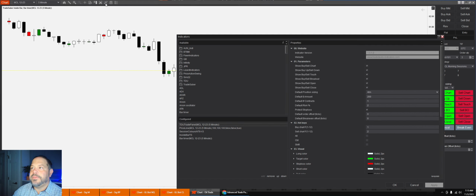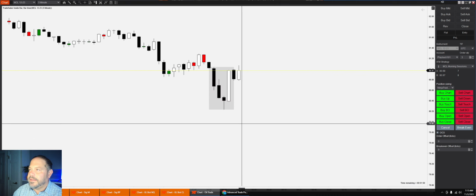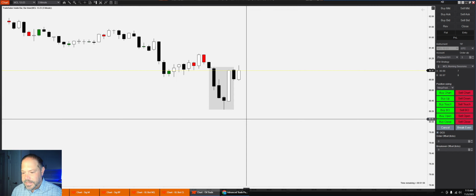Let me see if I can pull this one up here. Inside bar TS. As a default, it comes with a purple and a teal color, I think it was. I just switched my green inside bar to green, and red inside bar to red. And then I enable the volume alert. So you're going to hear a kind of a beep when you get that inside bar, which is nice because if you're looking at a few other charts at the same time, it's nice to know that.